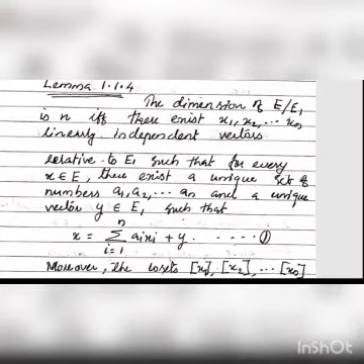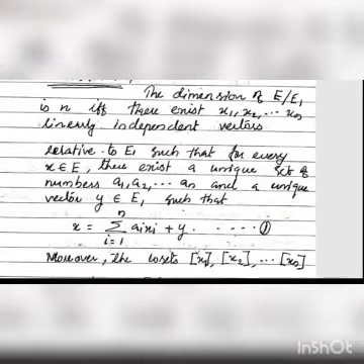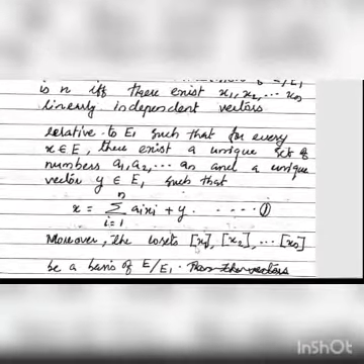the dimension of E by E1 is n if there exist x1, x2, x3, up to xn linearly independent vectors relative to E1 such that for every x belonging to E, there exists a unique set of numbers a1, a2, etc., an and a unique vector y in E1 such that x is equal to the sum i equal to 1 to n of a_i x_i plus y. Moreover, we have proved that the cosets x1, x2, etc., xn is a basis of E by E1.